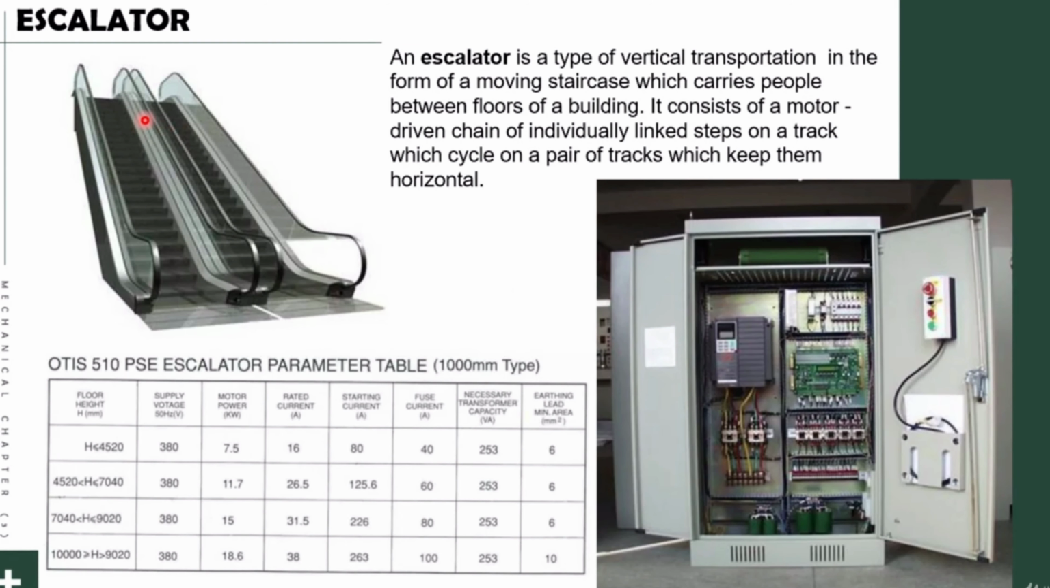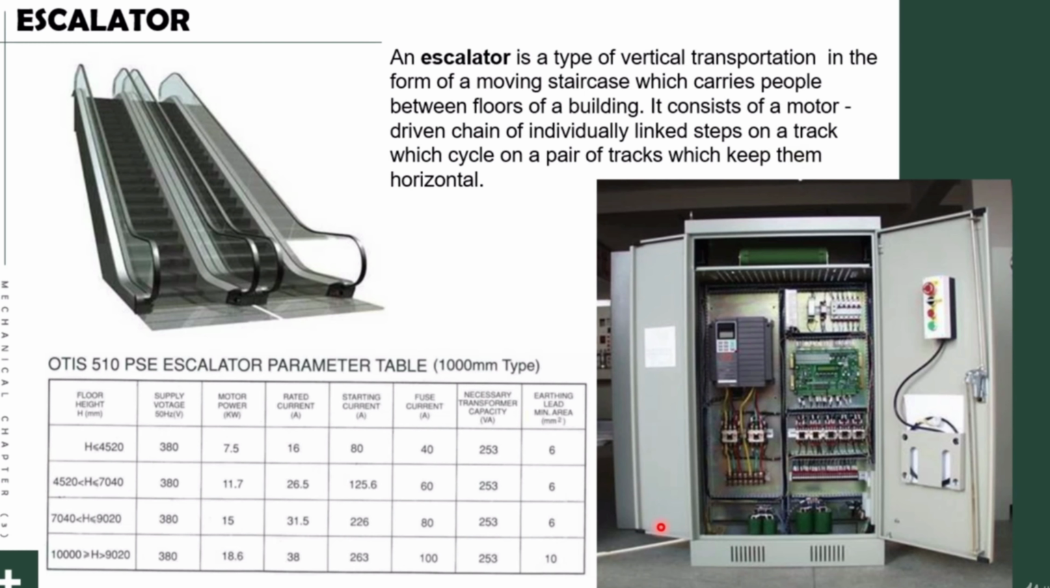And also on this photo, this picture illustrates the escalators. What is an escalator? An escalator is a type of vertical transportation in the form of a moving staircase which carries people between floors of a building. It consists of a motor driving a chain of individual linked steps on a track, which cycle on a pair of tracks, which keep them horizontal.